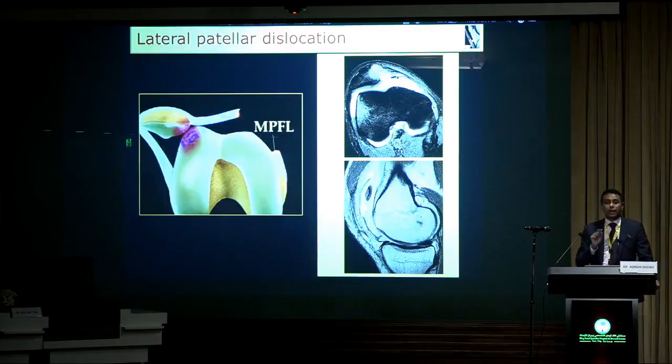It is not uncommon to find intraarticular bodies, again within the anterior intercondylar notch. So if you have a case of patellar dislocation, always go back to look for intraarticular bodies, either cartilaginous or bony fragments, in the suprapatellar pouch or within the anterior intercondylar notch.